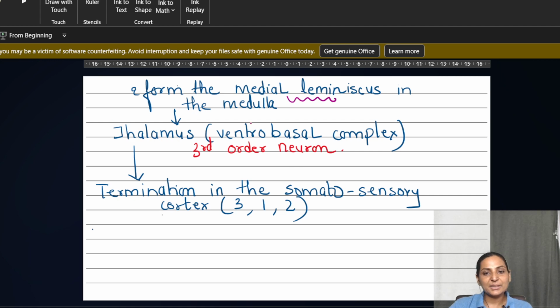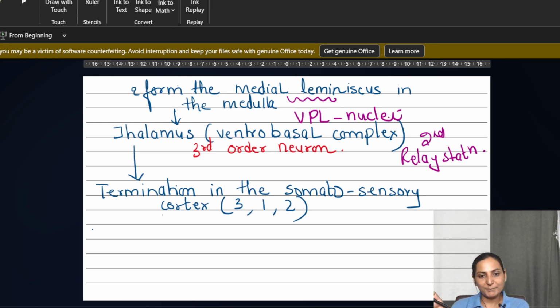This medial lemniscus will now end up in the thalamus. We know the thalamus is the second relay station. The thalamus is full of nuclei. So it is mainly the ventrobasal complex, or you can remember it as the ventral posterolateral nuclei, from where the third order neurons are going to end up in the somatosensory cortex, areas 3, 1 and 2. So this is the pathway, basically an elaborated pathway, and at least this much is expected from you.